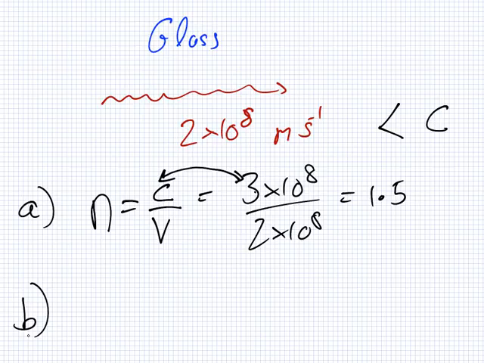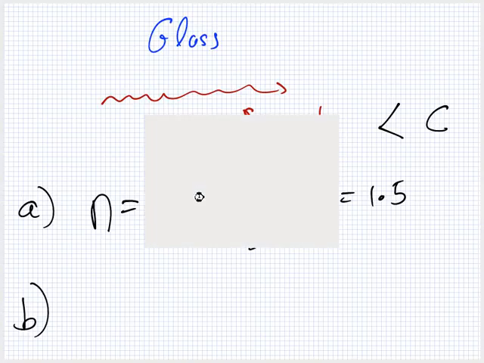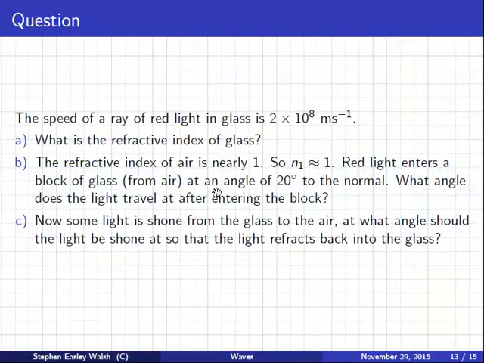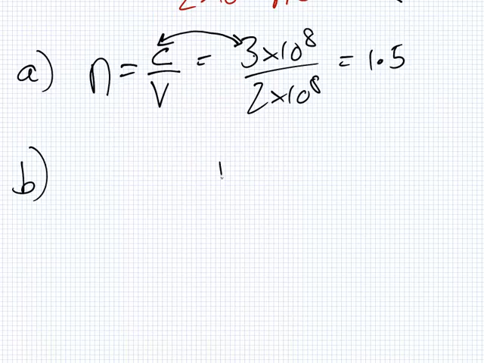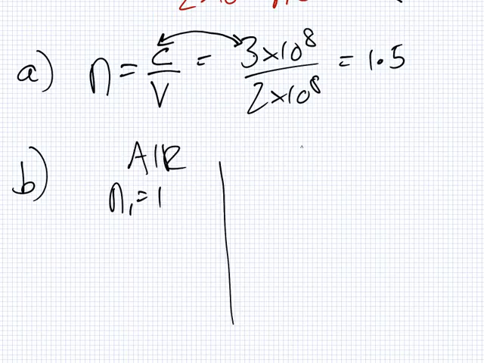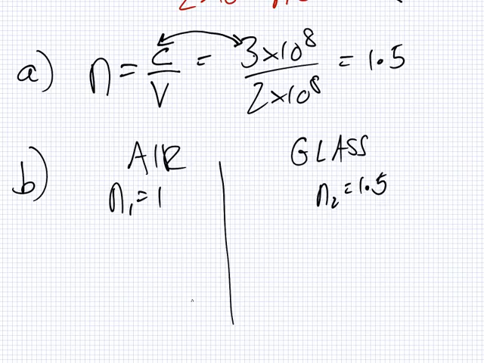Okay, B part? The red light enters glass from air at 20 degrees. What angle does the light travel at after entering the block? So what you have here is some air where n1 is equal to 1. You have some glass, and you know what the glass is, we just worked it out, it's 1.5.